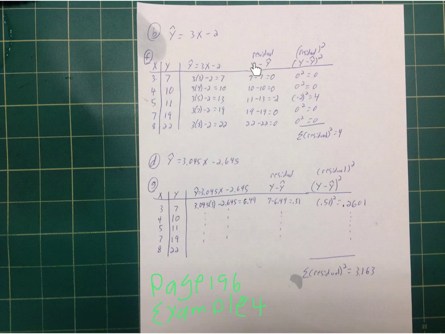Now you want to find the residual. The residual is actual value minus y hat. And so here are the actual values, which were given, minus y hat, which we just calculated. It would be 7 minus 7, which is 0, 10 minus 10, which is 0, 11 minus 13, that's negative 2, and then we get 0 and 0.